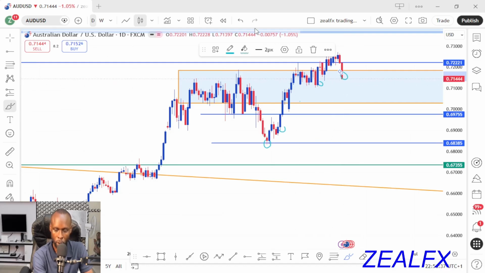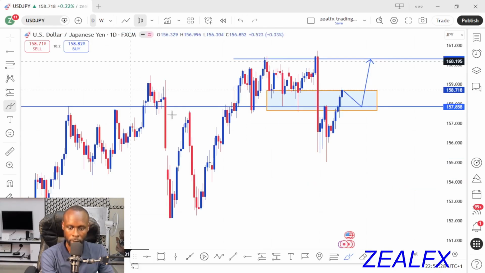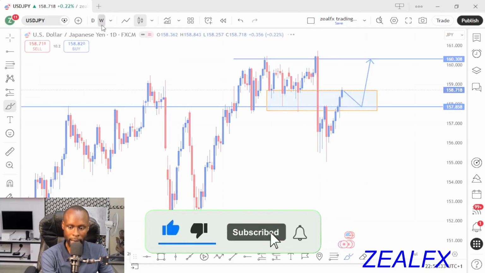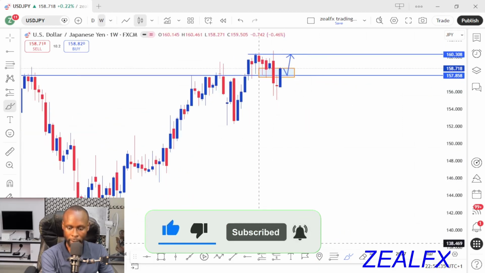So be cautious and trade with caution on the Australia USD this week. So let's look at our next pair, which is the USDJPY. Let's start from the weekly time frame.